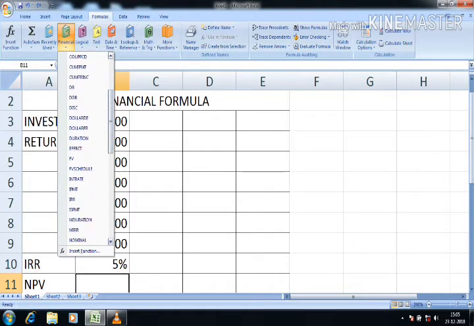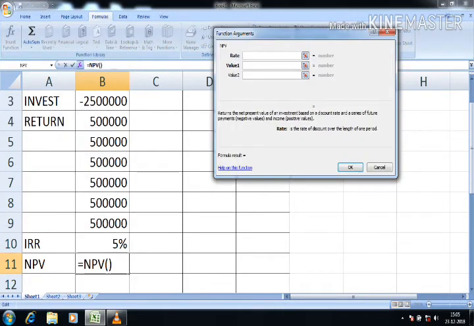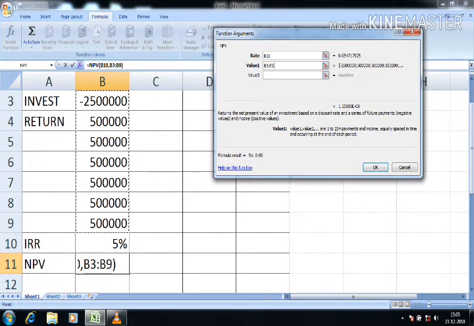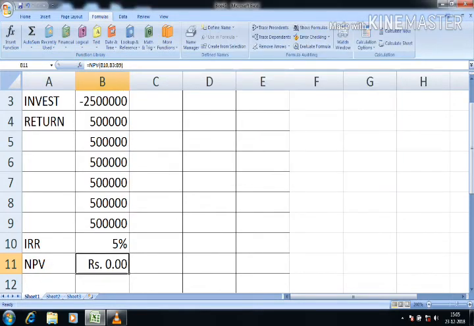Now first I am selecting the IRR cell, where the rate is given, there I am selecting that. Now for the values, I select all the inflows and outflows. See, it is coming 0. So how to calculate IRR and NPV, I think it is clear to you right now.